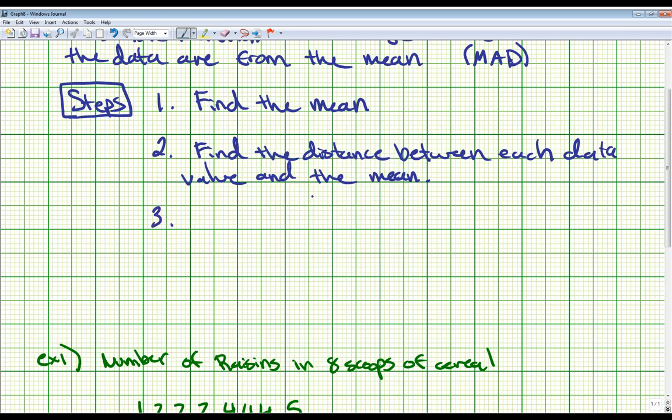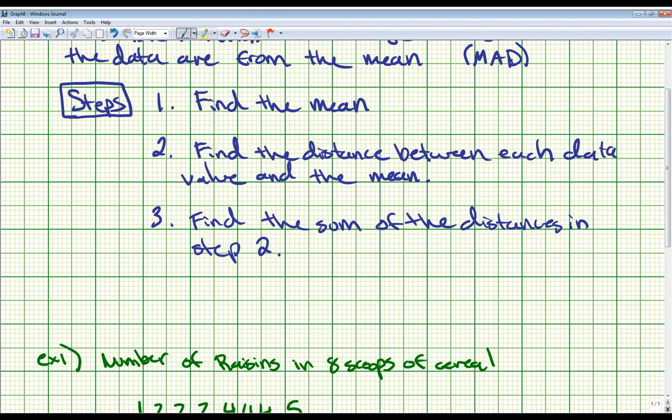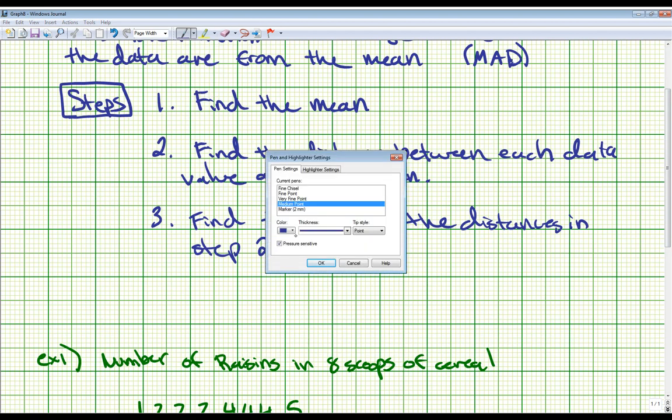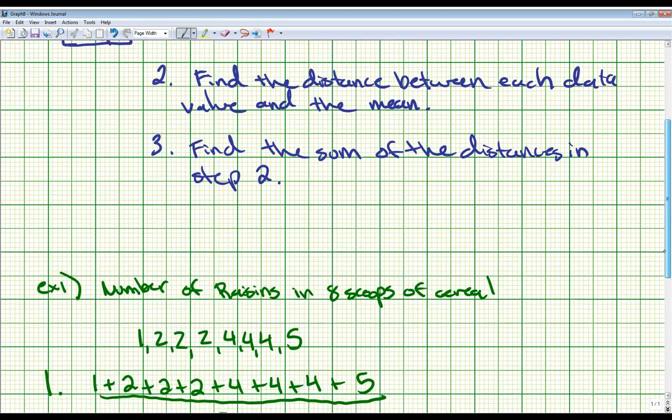Step 3 from our book says to find the sum of the distances in step 2. Okay, well, let's go back down here and do that. Oops, let's switch colors here. Let's find the sum of all these numbers.